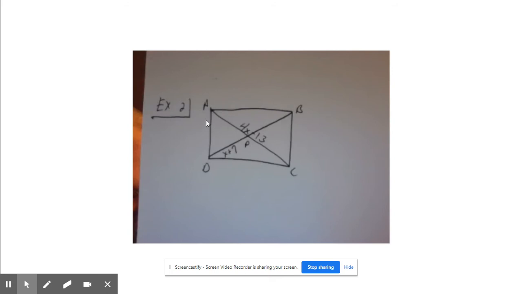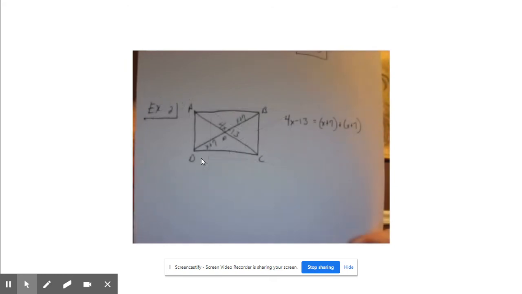And what do we know about diagonals of rectangles? Well, they're the same. So you set it up like this. So see how if this is x plus 7, this is x plus 7. So 4x minus 13 is the same or congruent as x plus 7 plus x plus 7. Okay. So take a minute and solve this.